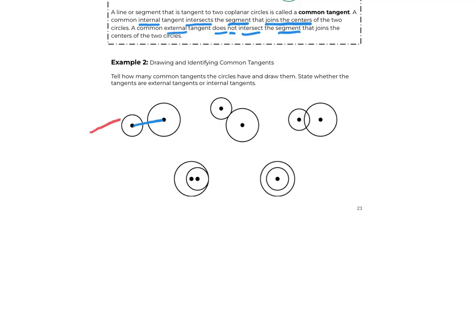I could draw a tangent that looks like this. It's coming across and touches each circle at one distinct point. So they have a common tangent line. I could also do the same thing down here. So that would be a second tangent line. Now we haven't seen one like this before.